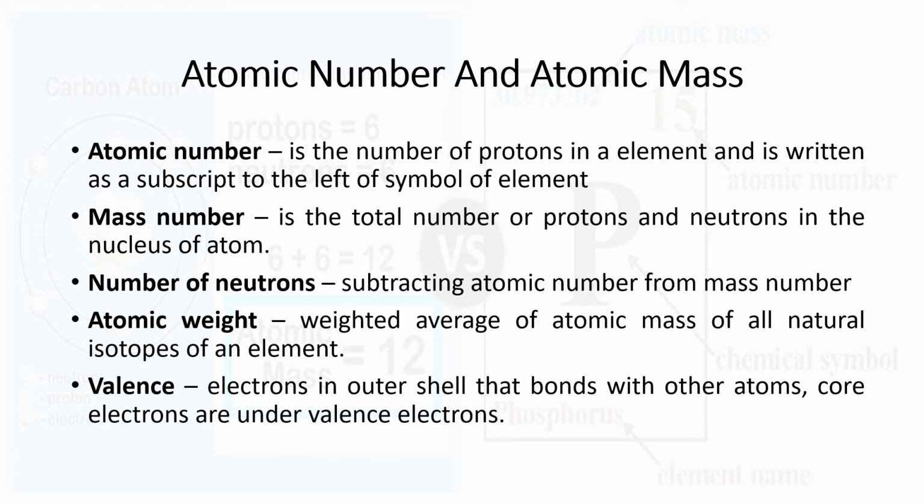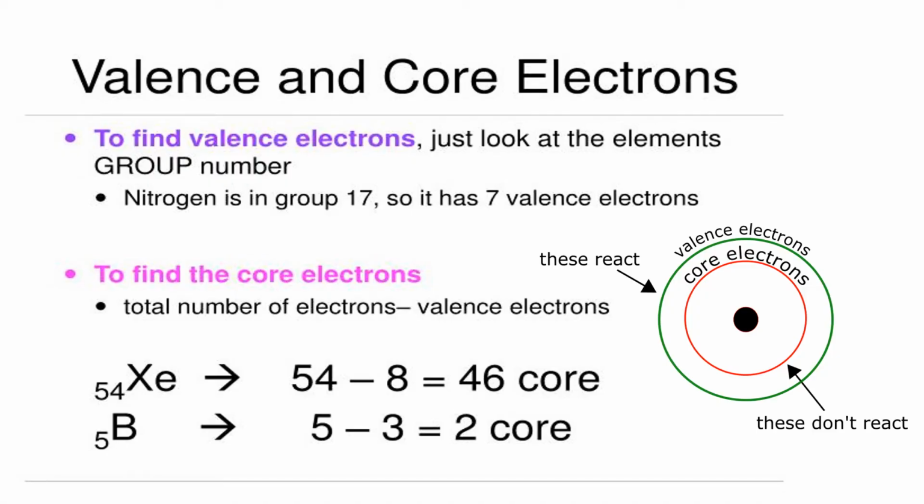Atomic weight. The weighted average of the atomic mass of all natural isotopes of an element is the atomic weight. Valence: electrons in the outer shell that bond with other atoms are the valence electrons. Core electrons are under the valence electrons. Valence electrons are reactive electrons and the core electrons are non-reactive. To find valence electrons, just look at the element group number. For example, nitrogen is in group 17, so it has 7 valence electrons. To find the core electrons, the total number of electrons minus the valence electrons will give you the core electrons.